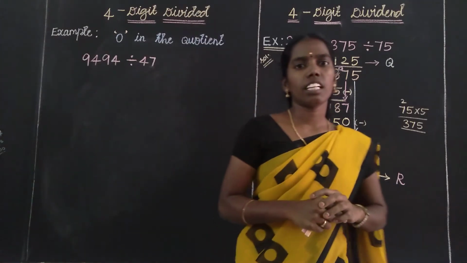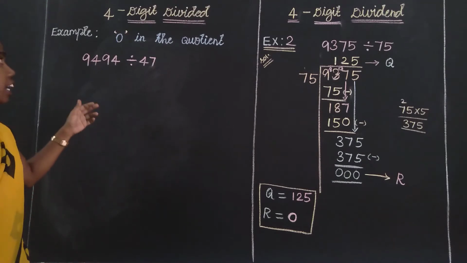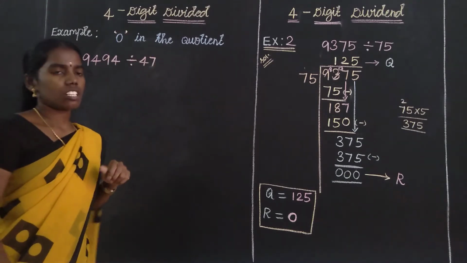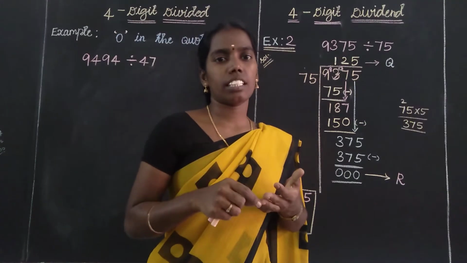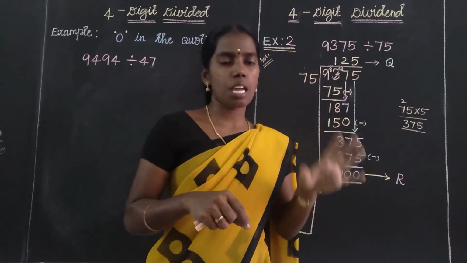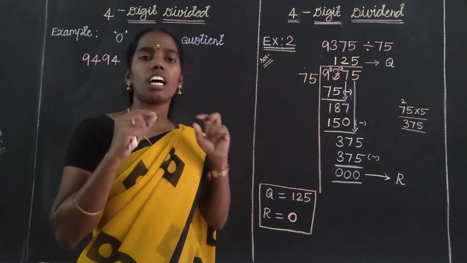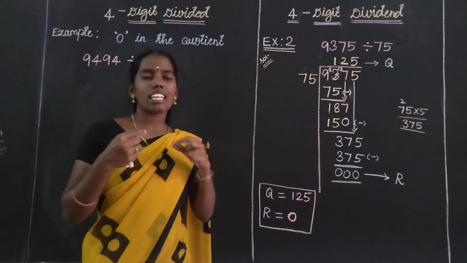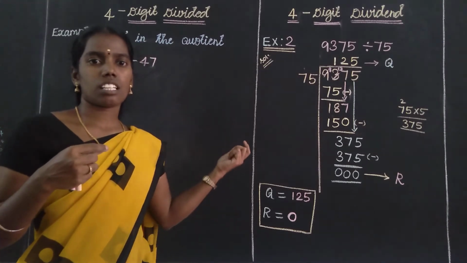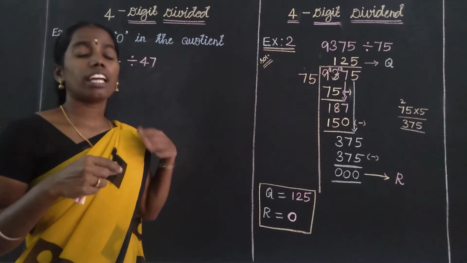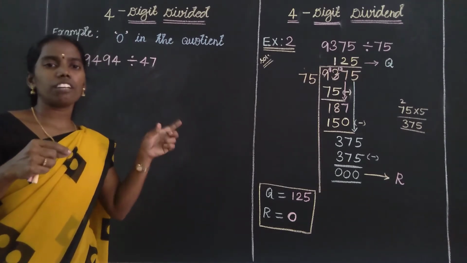Welcome students, and this is the 4-digit dividend and 0 in the quotient. 0 in the quotient means there are small changes in how the quotient is written. Same dividend, it's a 4-digit dividend, but with 0 in the quotient, that means the excess in the quotient are zeros. That is how to add this 0 in the quotient. Okay, so based on the rules, there is some difference in this problem where the quotient has 0.